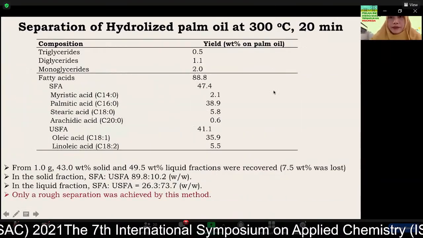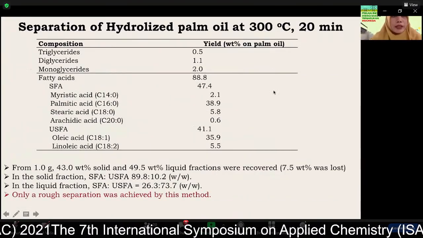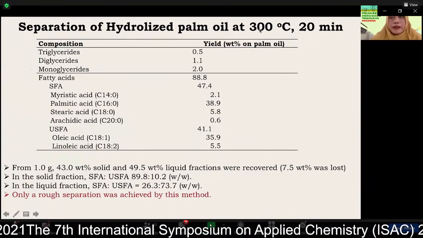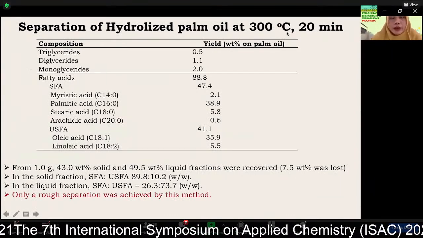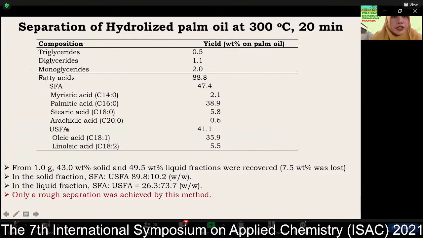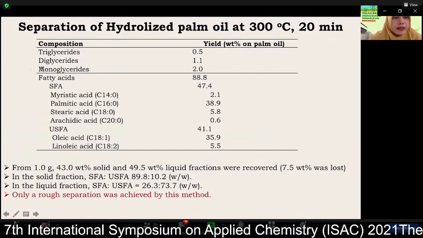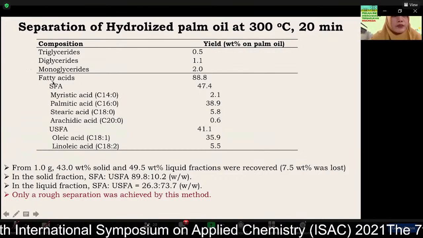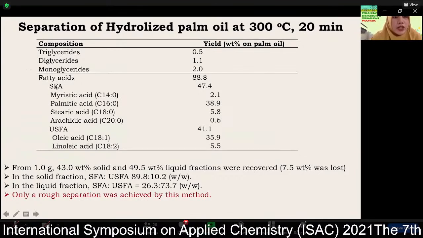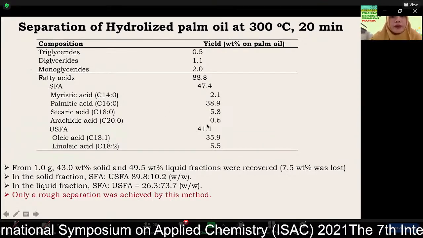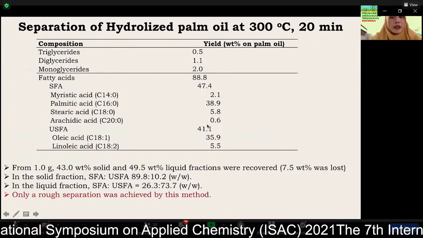And after that, we did the separation of hydrolyzed palm oil at 300 degrees C, 20 minutes. This is the composition of the hydrolyzed palm oil. It consists of triglyceride, diglyceride, and monoglyceride with fatty acid, with a ratio of SFA 47.4 and USFA 41.0.